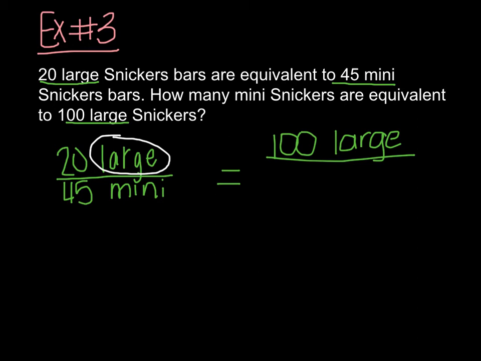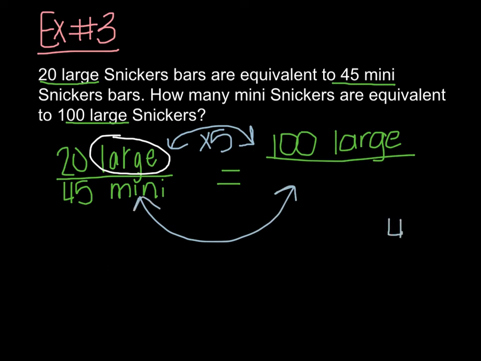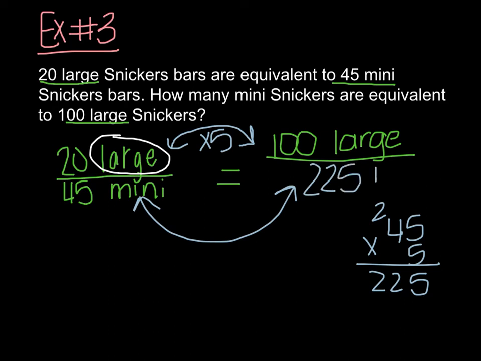So now I have to figure out, how do I get from 20 to 100? And I do that by multiplying by 5. So I do the same thing on the bottom. 45 times 5. 5 times 5 is 25. And 5 times 4 is 20, plus the 2 is 22. So 225 mini is our answer.